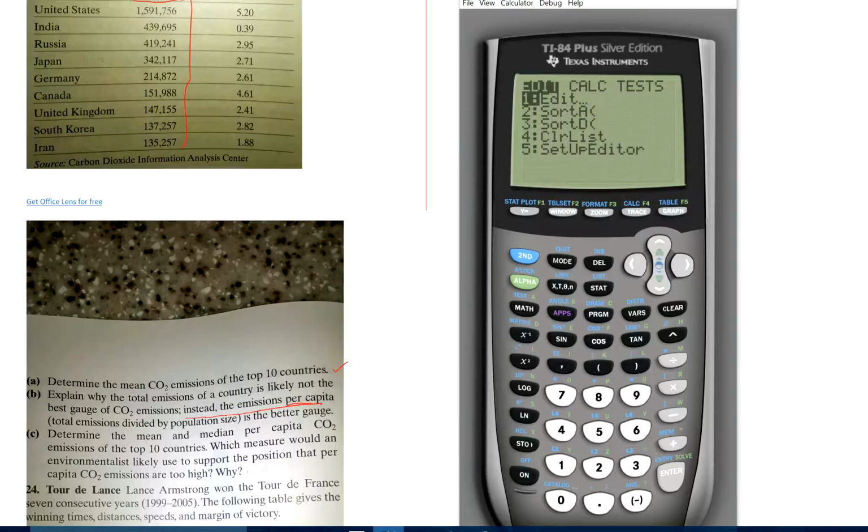So now we're going to look at the stat calc, one variable stat. Now I have to tell it L2, and L2 is right here. So I'm going to go to second, L2, and then down to calculate. And now I've got the mean is 2.69. So the mean is 2.69. And if I scroll down, the median is 2.66. Okay, 2.69 and 2.66.